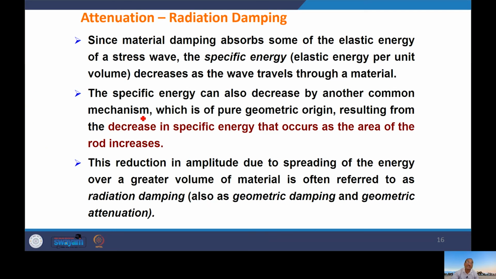So in the first case, the specific energy decreases due to material properties, due to some absorption of the waves by the material. But in the second case, the specific energy decreases due to the spreading of the waves. And this reduction in amplitude due to spreading of the energy over a greater volume of the material is often referred to as radiation damping, and it is also called geometric damping or geometric attenuation. So whether you call it radiation damping, geometrical damping, or geometric attenuation, all three are the same thing. Okay, so continue with this.